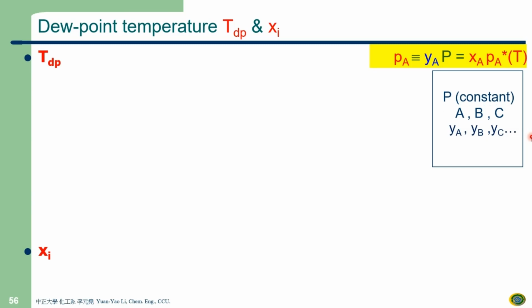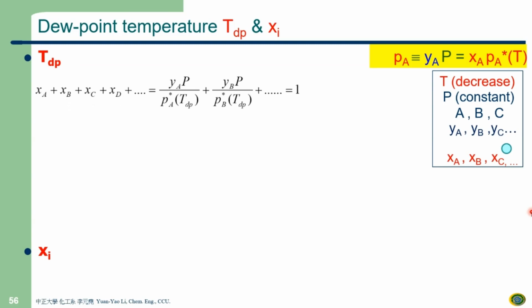Okay, and then because you want to know the dew point temperature, you keep the pressure as a constant. So you know the total pressure, and then you start to decrease the temperature. You decrease the temperature, and you'll find out the first droplet of the liquid will come out. And at this moment, you want to find out what is the temperature, and also you want to find out the molar fraction of A species, B species, and C species. Okay, so how can we find out the dew point temperature? Again, use trial and error according to this equation.